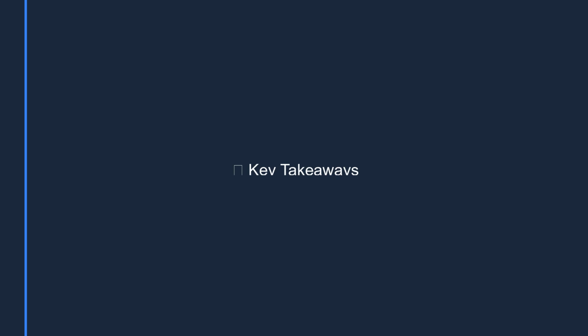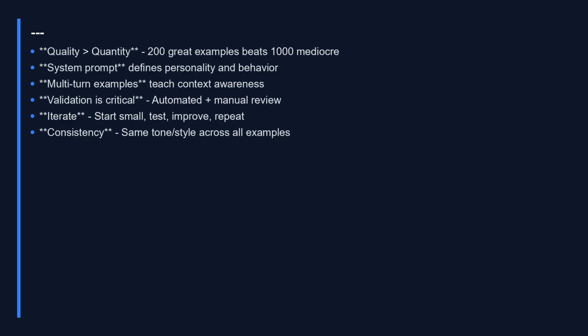Key takeaways. Here are 6 things to carry forward from this lesson. Quality beats quantity. 200 great examples will outperform 1000 mediocre ones. The system prompt is your primary control over model personality and behavior. Multi-turn examples are what teach the model to maintain context across a conversation.